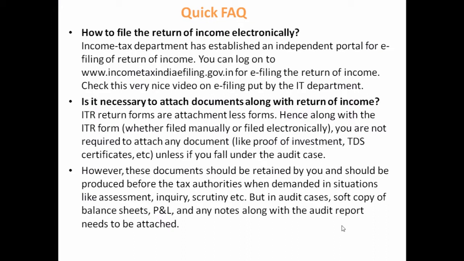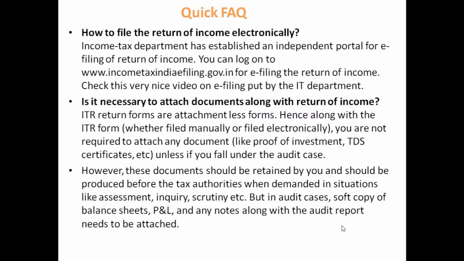So friends, the first question is how to file the return of income electronically. The Income Tax Department has established an independent portal for e-filing of a return of income. You can log on to www.incometaxindia.efiling.gov.in. For e-filing the return of income, check this very nice video on e-filing put out by the IT department.